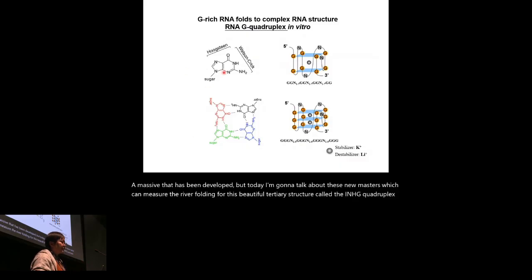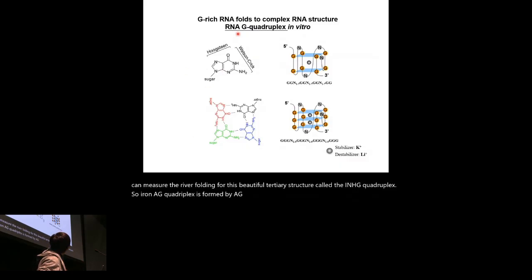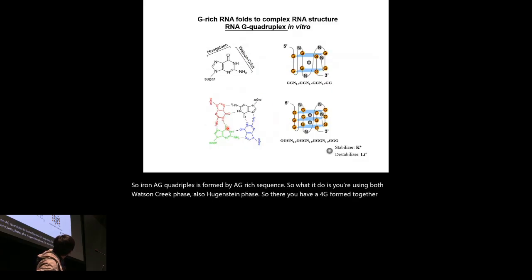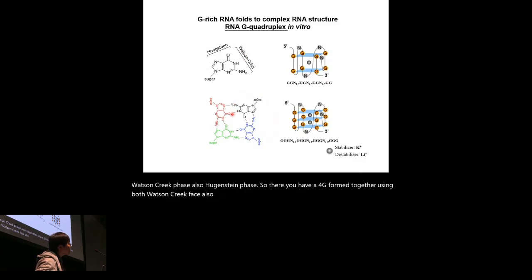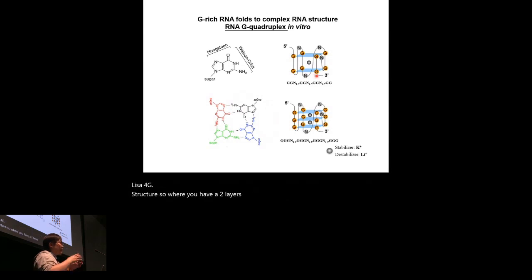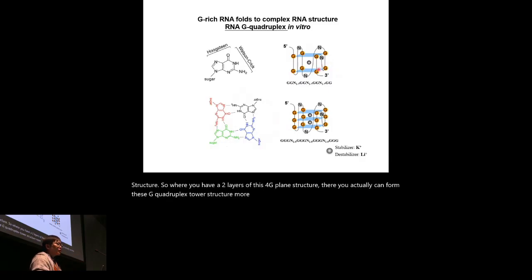So the RNA G-quadruplex is formed by a G-rich sequence. It uses both the Watson-Crick face and the Hoogsteen face. So you have 4 Gs formed together, using both the Watson-Crick face and the Hoogsteen face to form these hydrogen bonds. Then you form this 4G plane structure. When you have 2 layers of this 4G plane structure, you can form this G-quadruplex tower structure, a more tertiary structure. From the sequence, you can see you have a GG, then a loop sequence, then GG, loop sequence, then GG, loop sequence, then GG. You can have 2 layers, and you can also have 3 layers, 4 layers, 5 layers.